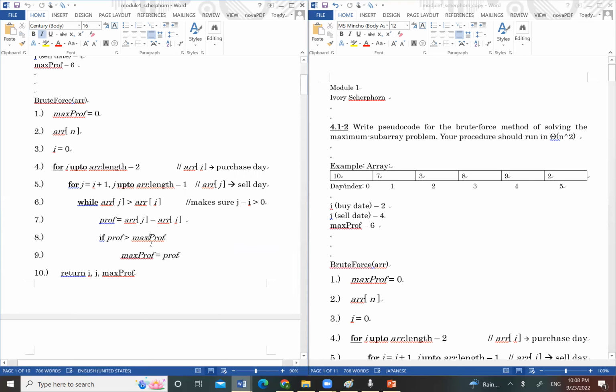then the new max prof will be the value of profit. And as the loop iterates, it's just going to keep updating until finally the outer loop and the inner loop end. And at the end of it, it'll return I, which is supposed to be the purchase day, J, the sell day, and the max profit that was obtained from this search.